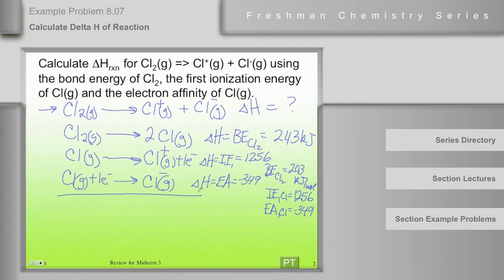Now if we look at this, inspect it algebra-wise, two chlorines cancel two chlorines, and then we add Cl2 gas goes to Cl plus in the gas phase plus Cl minus in the gas phase. And the delta H then would just be the sum of these. We didn't have to change anything around or anything like that. It would just be the sum. And when I did it, I got 1140 kilojoules.